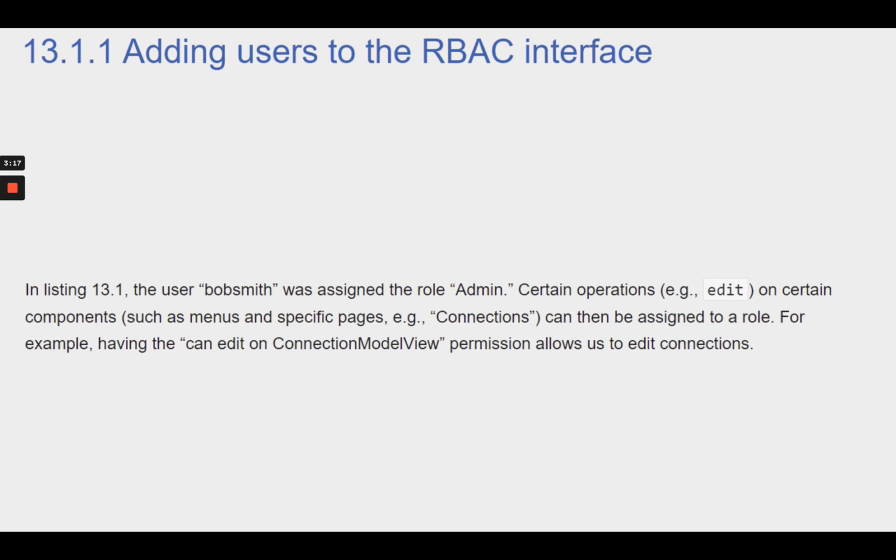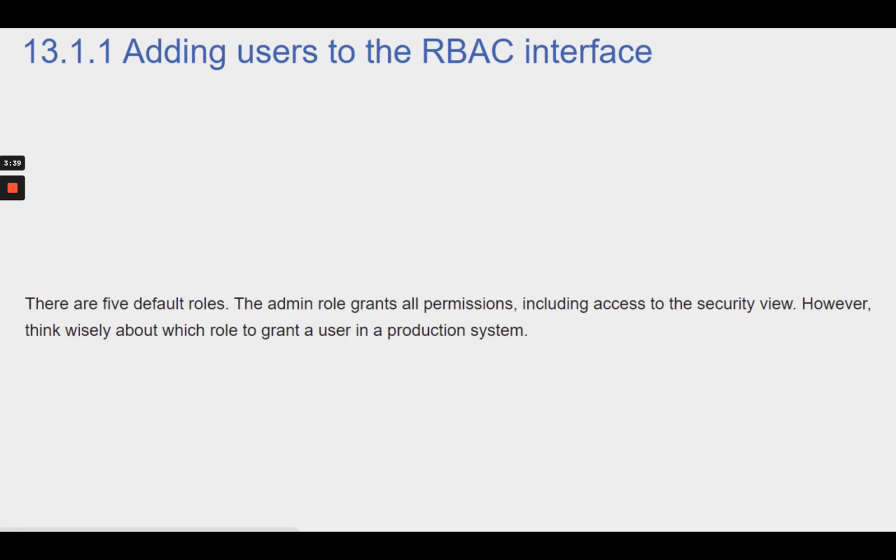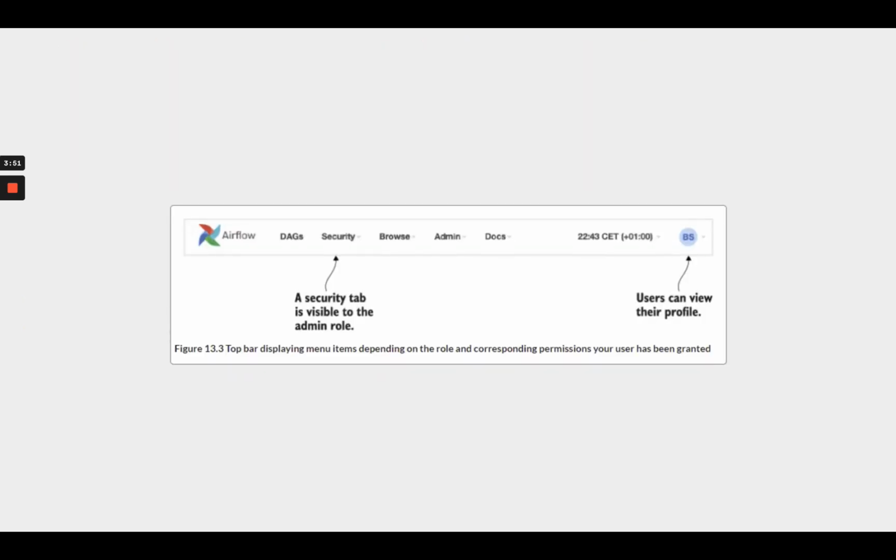In listing 13.1, the user Bob Smith was assigned the role admin. Certain operations, for example edit, on certain components, such as menus and specific pages, for example connections, can then be assigned to a role. For example, having the can edit on ConnectionModelView permission allows us to edit connections. There are 5 default roles. The admin role grants all permissions, including access to the security view. However, think wisely about which role to grant a user in a production system.